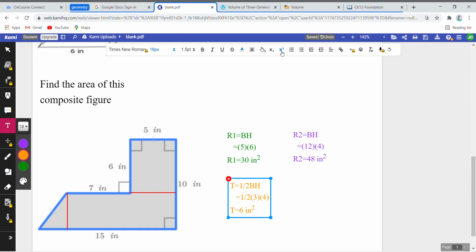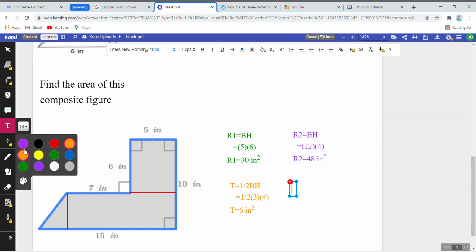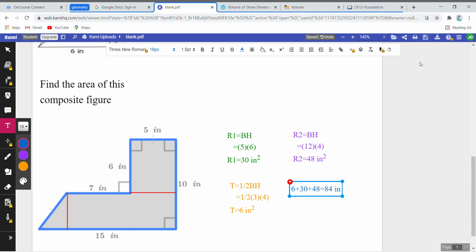So now we're going to need to add all of them together. And so we'll do that in blue. So it'll be 6 plus 30 plus 48, which will get us 84 inches squared, because still area.